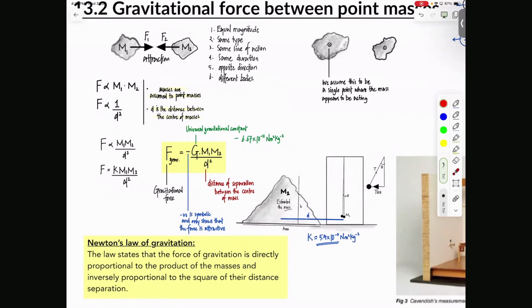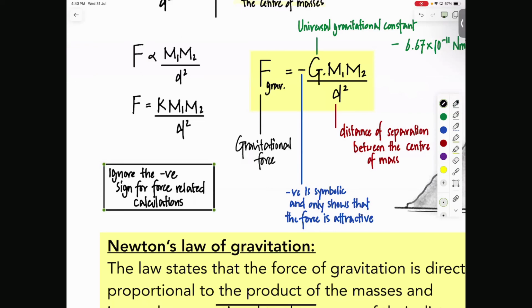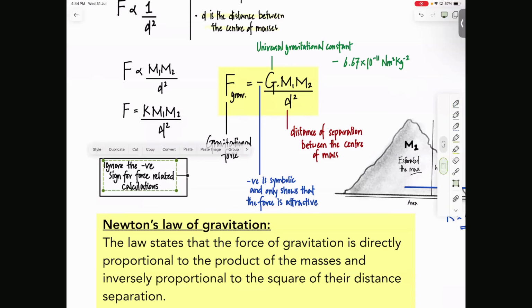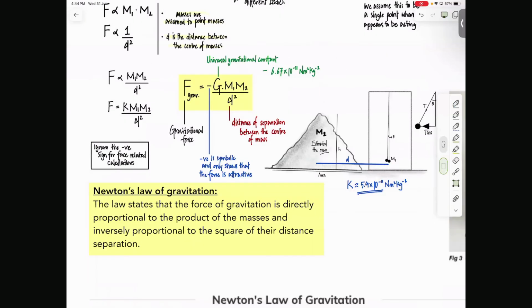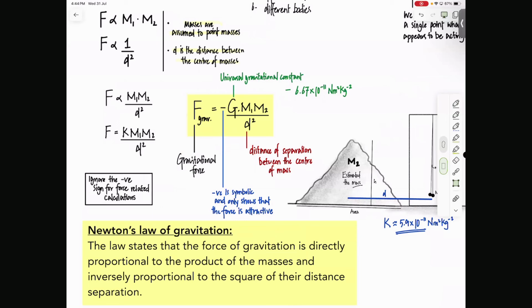So that's Newton's law of gravitation. You'll ignore the negative sign for your math. Okay, we can note there: ignore the negative sign for force related calculations. It works everywhere. So that's the reason why they call it universal. There's no place where it doesn't work. So you can use it safely in any kind of scenario. তোমাদের ম্যাথের সময় তোমরা নেগেটিভ সাইনটা নিয়ে কিছু করা লাগবে না। You can just do it without that sign.